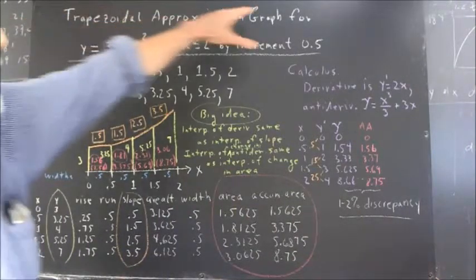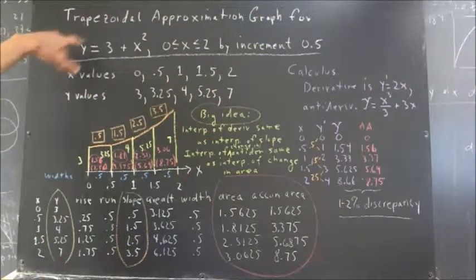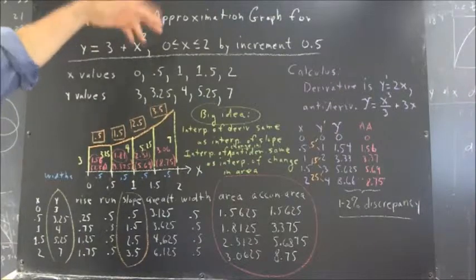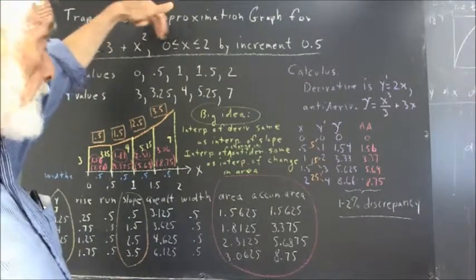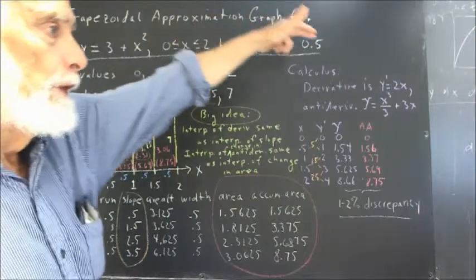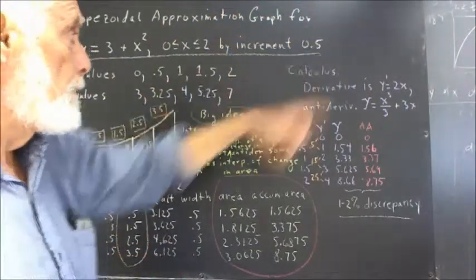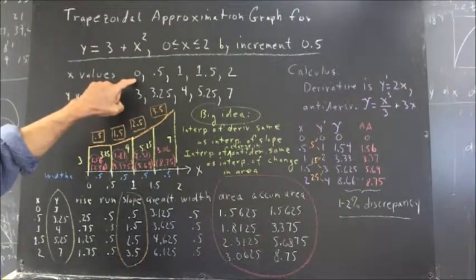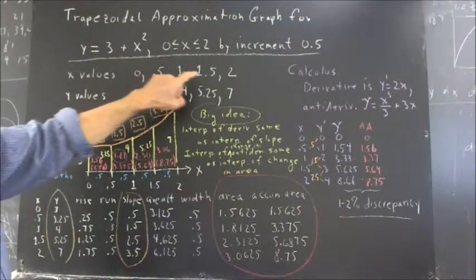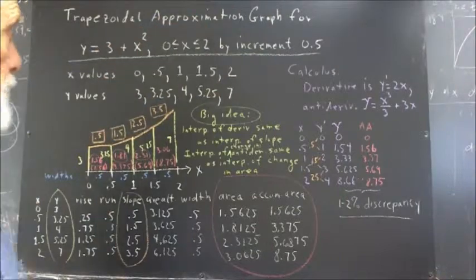Briefly, we have a trapezoidal approximation graph for y equals 3 plus x squared on the x interval from 0 to 2, moving by increment 0.5. Moving by increment 0.5 means that we start at x equals 0 and we move 0.5 units until we get up to x equals 2.